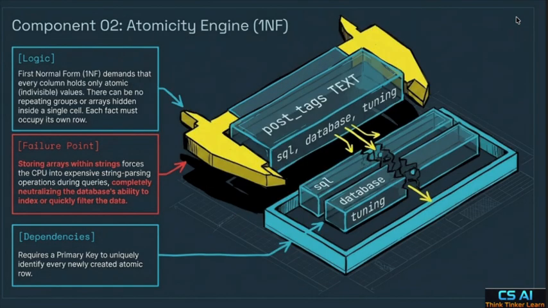The first normal form is our atomicity engine. It demands that every column holds only indivisible values. A common junior mistake is storing arrays or comma-separated tags within a single string cell. This is a failure point because it forces the CPU into expensive string parsing operations during every query, completely neutralizing the database's ability to index or filter that data efficiently. 1NF, or first normal form, requires a primary key to uniquely identify every atomic row.